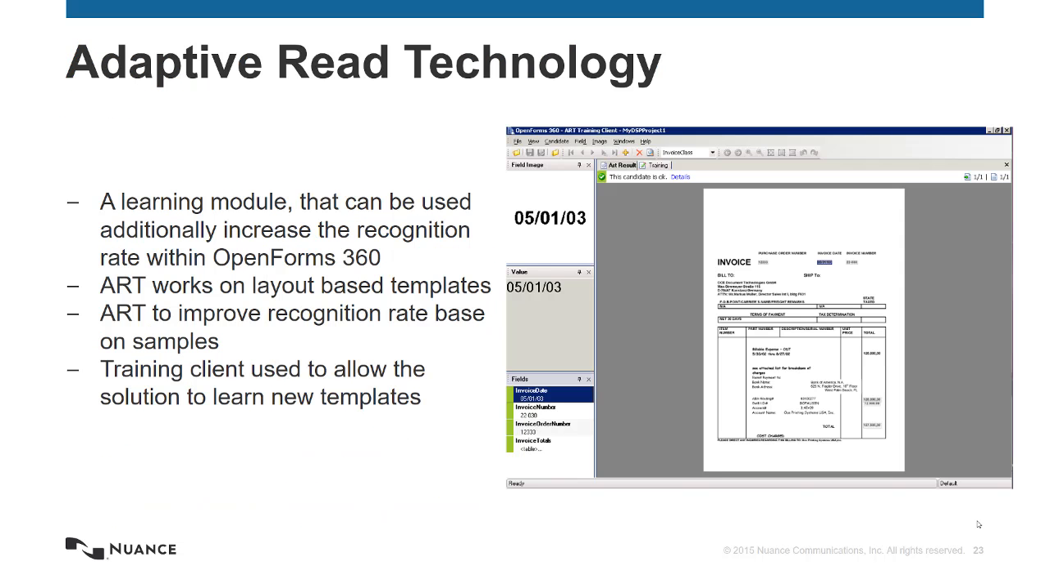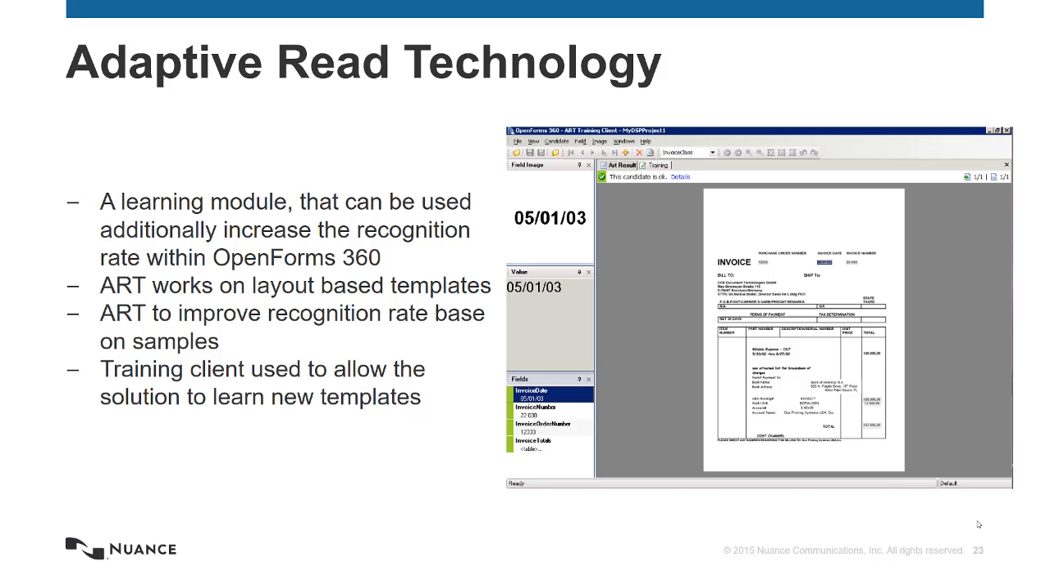Adaptive read technology is used to enhance the recognition rate within OpenForms 360. Rules-based or freeform recognition is generally used for most fields, but where a field cannot be found due to rules, maybe because there's actually nothing around it to allow it to identify it, then the adaptive read can be used to work on the layout base and improve recognition rates of individual fields.